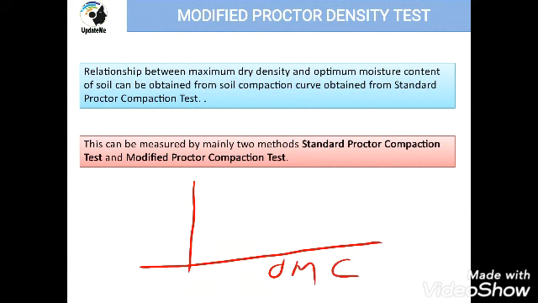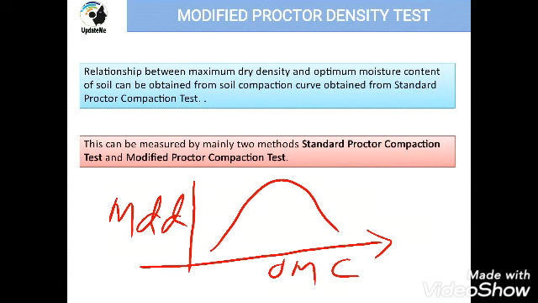So this curve will be like this. Here on the x-axis we put the OMC, on the y-axis MDD. So this curve will be like this. At this point we will find the optimum moisture content, and at this point we will find the maximum dry density corresponding to the optimum moisture content.